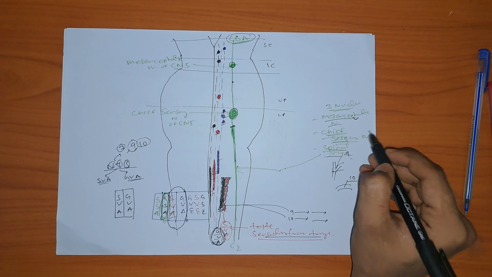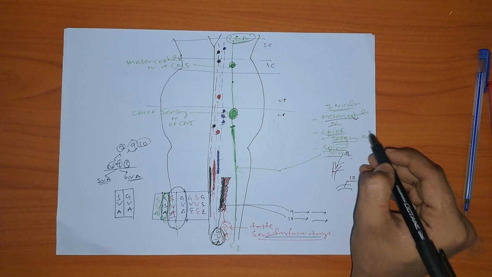So we have 4 vestibular nuclei. They are like this. This is the superior, this is the inferior, this is the medial, this is the lateral. This is the 4 vestibular nuclei, four in number, and on each side.